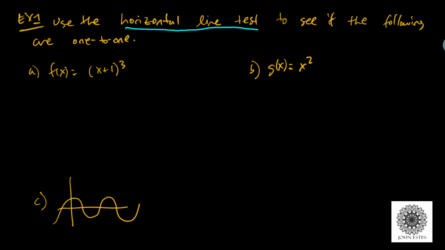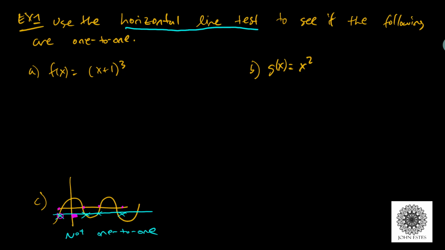So let's jump to part C, because I can see if I draw a horizontal line straight across there, I've actually hit this graph a lot. Okay, so that means this is not one-to-one by the horizontal line test. But why would that be? Because here I have different x values. These are all the x values that all give me the same y value. If I have different inputs that give me the same output, it's not one-to-one. And that's why the horizontal line test works.